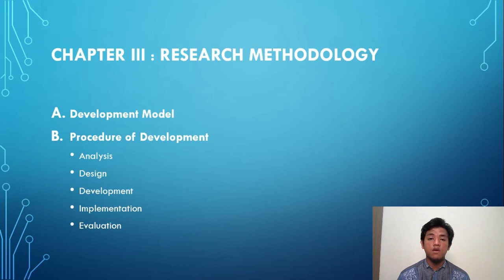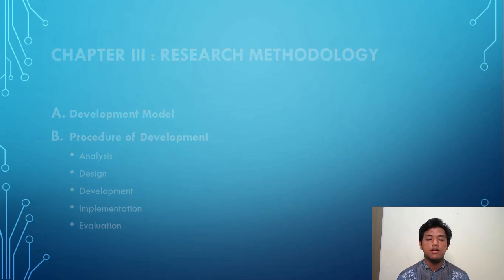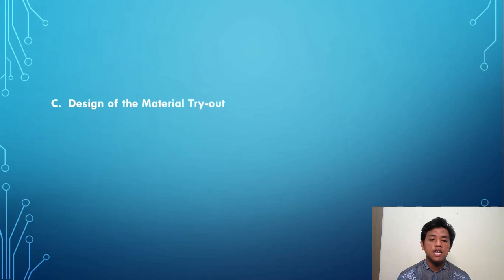Next is evaluation. Here, the researcher used 2 kinds of evaluation. They were formative and summative evaluation. Formative evaluation was conducted for collecting the data in each step of doing this research. This aimed to have strong data to fix the problems that appeared in this case. The last point is design of the material tryout.